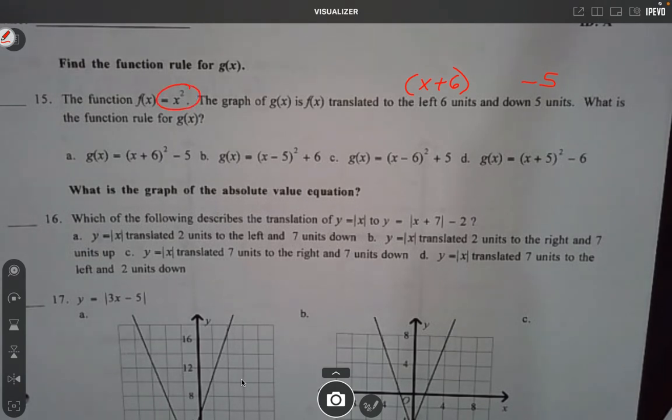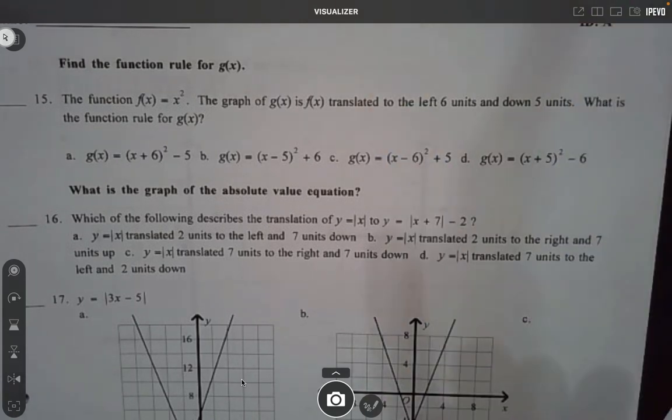Do y'all understand that? You said that is on there. That one is on there, yeah. So left 6, down 5. I kind of just wrote my little notes here so then I can go through and pick which function looks like it. Okay? That one was A, 15. Okay?